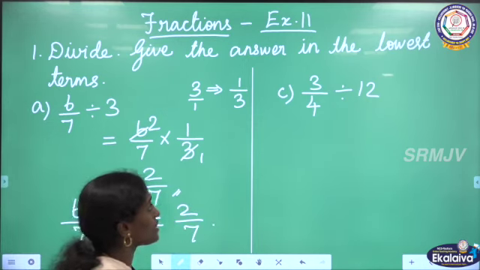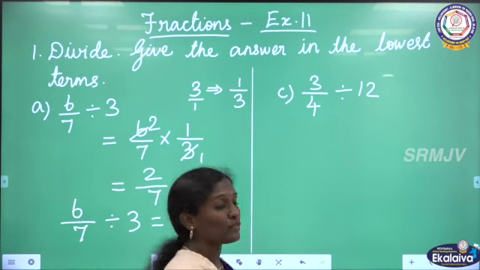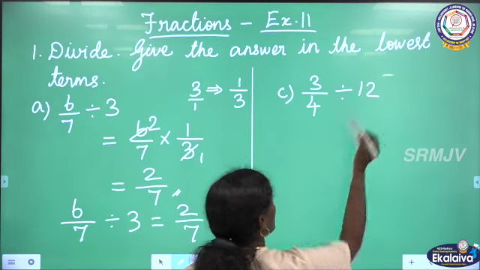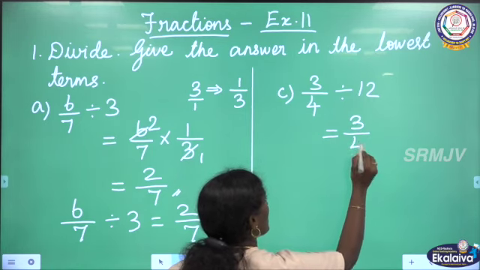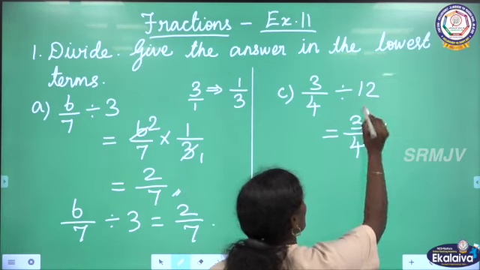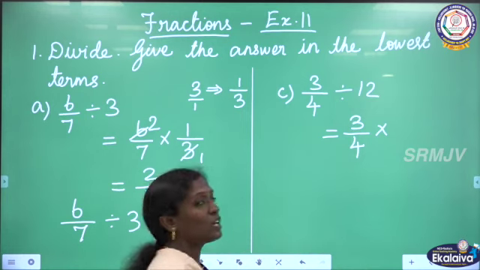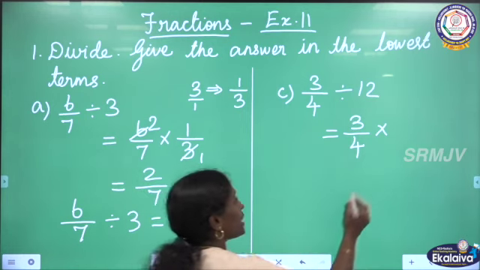Okay, see the next fraction. 3 by 4 divided by 12. Here we are going to divide the fraction by 12. For that we are going to multiply the fraction 3 by 4 by the reciprocal of 12. What is the reciprocal? 1 by 12.